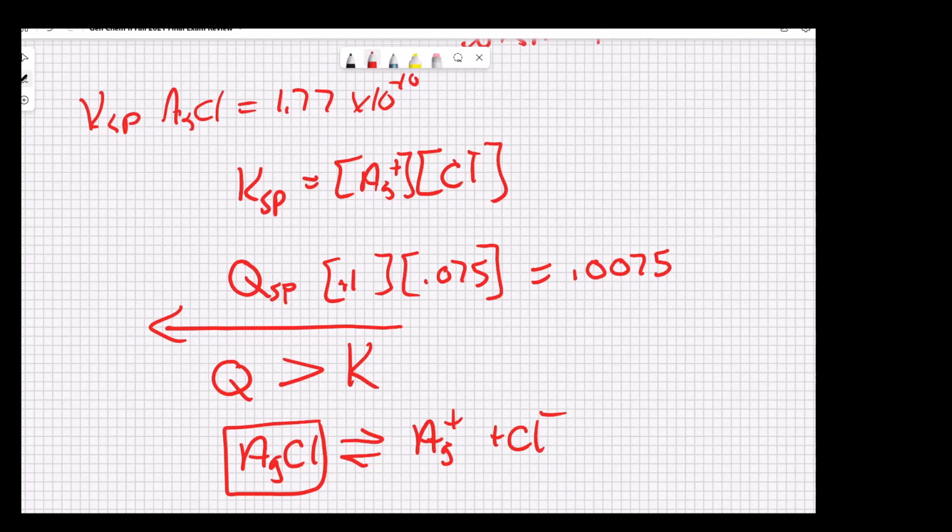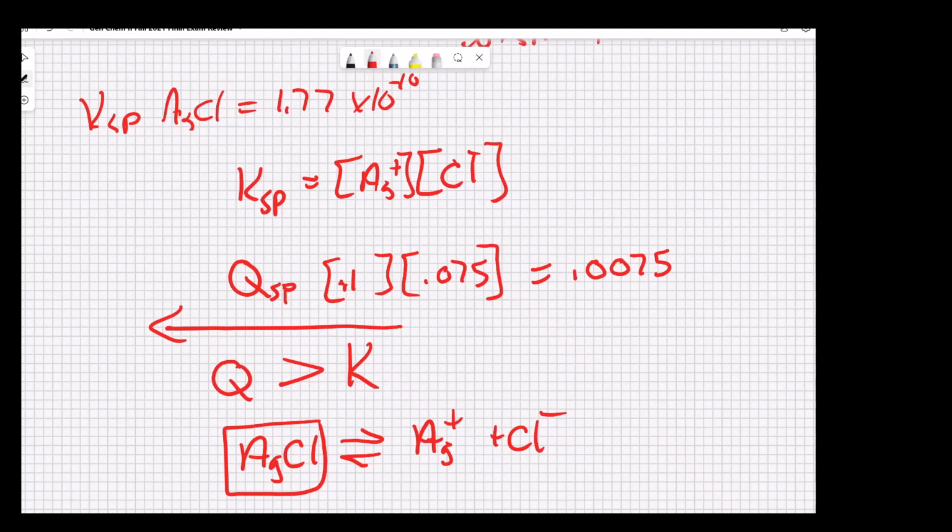It will precipitate leaving a saturated solution? Correct. There will still be some silver and chlorine in solution when it's done, right? But those concentrations will only be whatever the square root of that Ksp is, right?